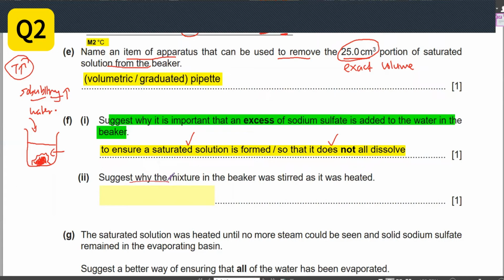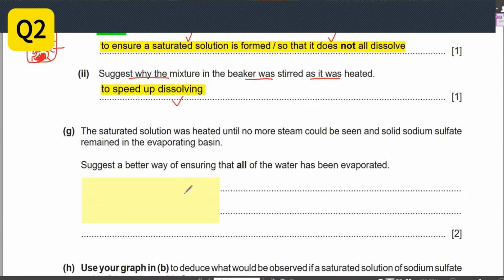Suggest why the mixture in the beaker was stirred as it was heated. As we are heating it, we will stir it. Straightforward: to speed up dissolving. Okay, all right, next question.